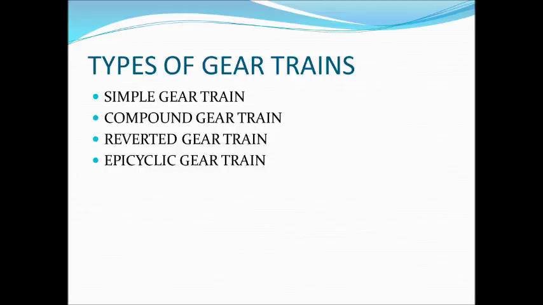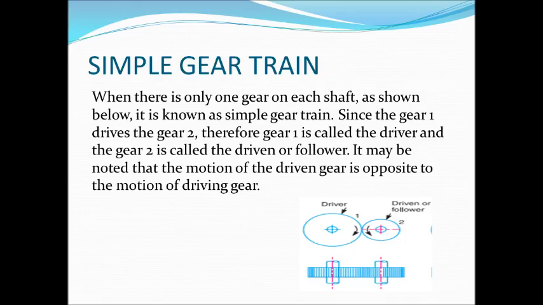Types of gear train: we have the simple gear train, the compound gear train, the reverted gear train, and the epicyclic gear train. In the simple gear train, as you can see, you have the driver, and as well the follower or the driven. Now the driver here is rotating in a clockwise manner, and the follower will rotate in an anti-clockwise manner. As you can see, power is being transferred from one to the other.